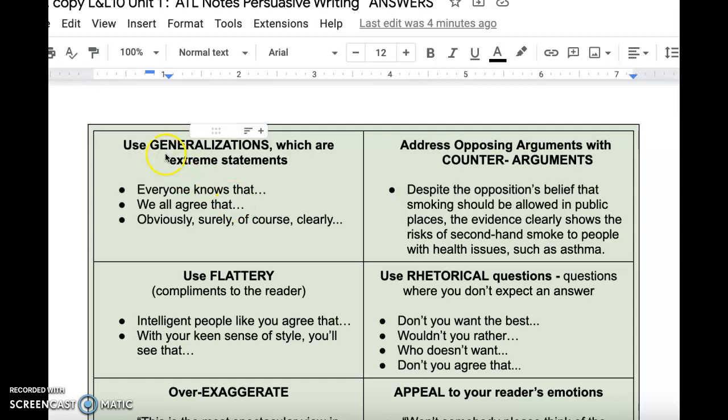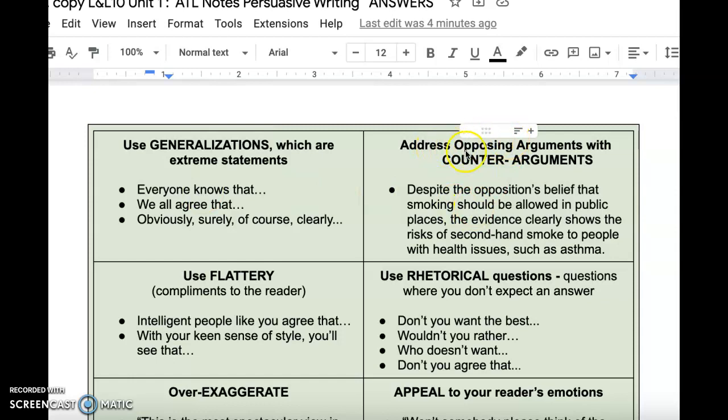An additional strategy is to use generalizations, which are extreme statements. Everyone knows that, we all agree that, obviously, surely, of course, clearly. These are all words you can add to make you sound more persuasive.